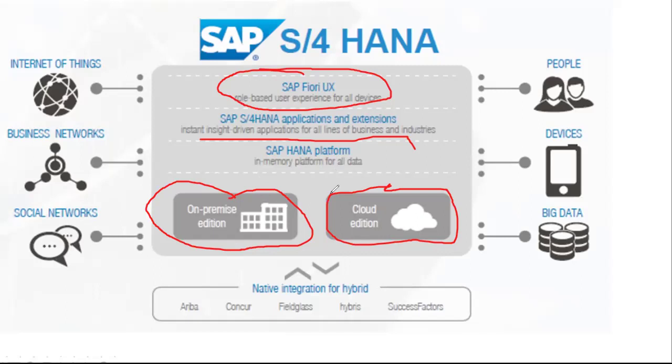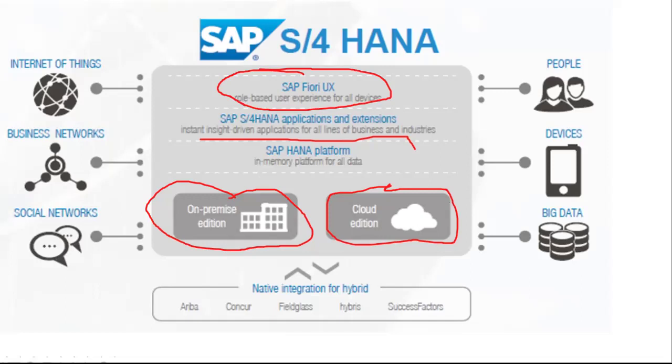Then, on the other side, this is the evolution: here you can see the cloud edition. Cloud edition means there is zero infrastructure cost. Yes, you heard it correctly. There is zero infrastructure cost, which means you don't have to buy hardware, you don't have to hire a team, you don't have to hire basis people to manage your system. That is the cloud edition.